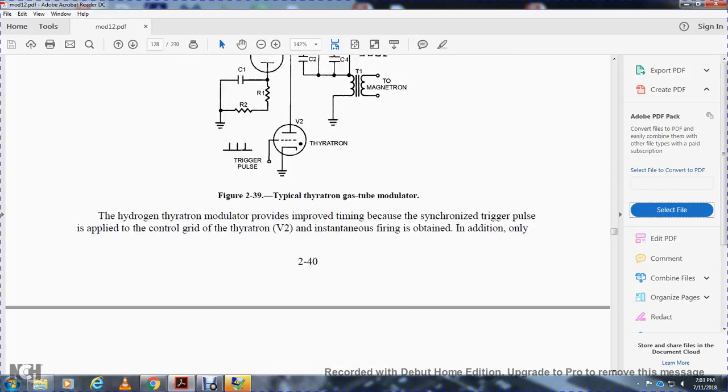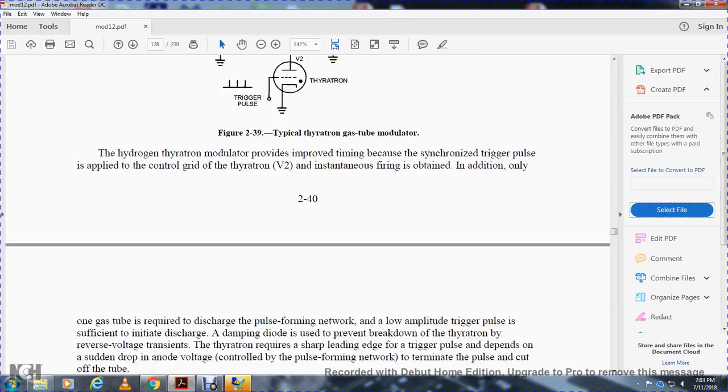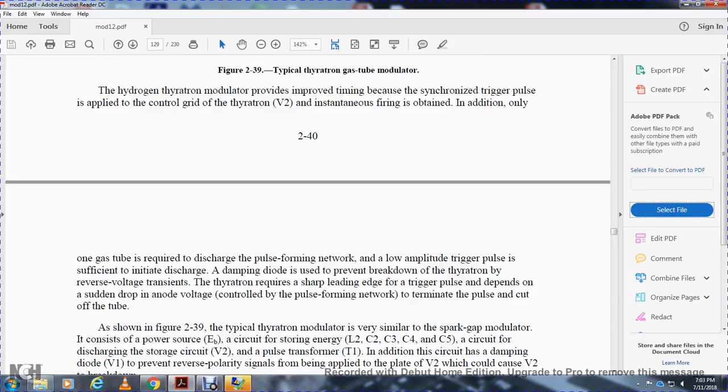The hydrogen thyratron modulator provides improved timing because of the synchronized trigger pulse applied to the control grid. Thyratron instantaneous firing is obtained. In addition, only the gas tube is required to discharge the pulse forming network, with a low amplitude trigger pulse sufficient to initiate the discharge. A damping diode prevents the reverse voltage transient from breaking down the thyratron. The thyratron requires a sharp-edged trigger pulse. The drop of the anode voltage, controlled by the pulse forming network, terminates the pulse and then cuts off the tube.